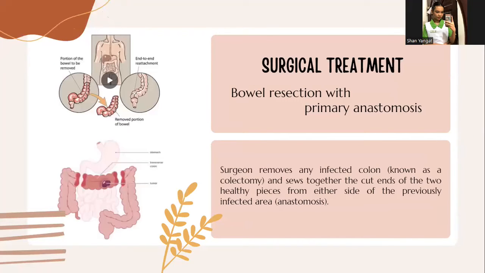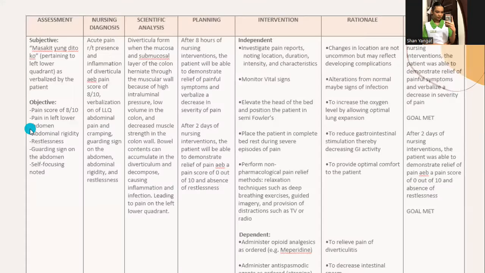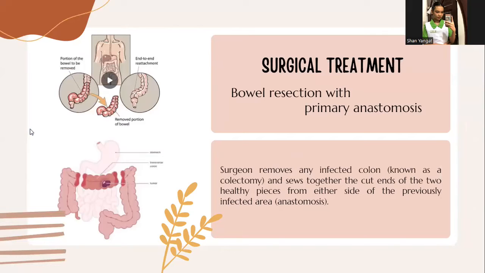Next is the bowel resection with primary anastomosis. In this procedure, the surgeon removes any infected colon, known as a colectomy, and sews together the cut ends of the two healthy pieces from either side of the previously infected area, or the anastomosis. Each procedure can be done as open surgery or laparoscopically.